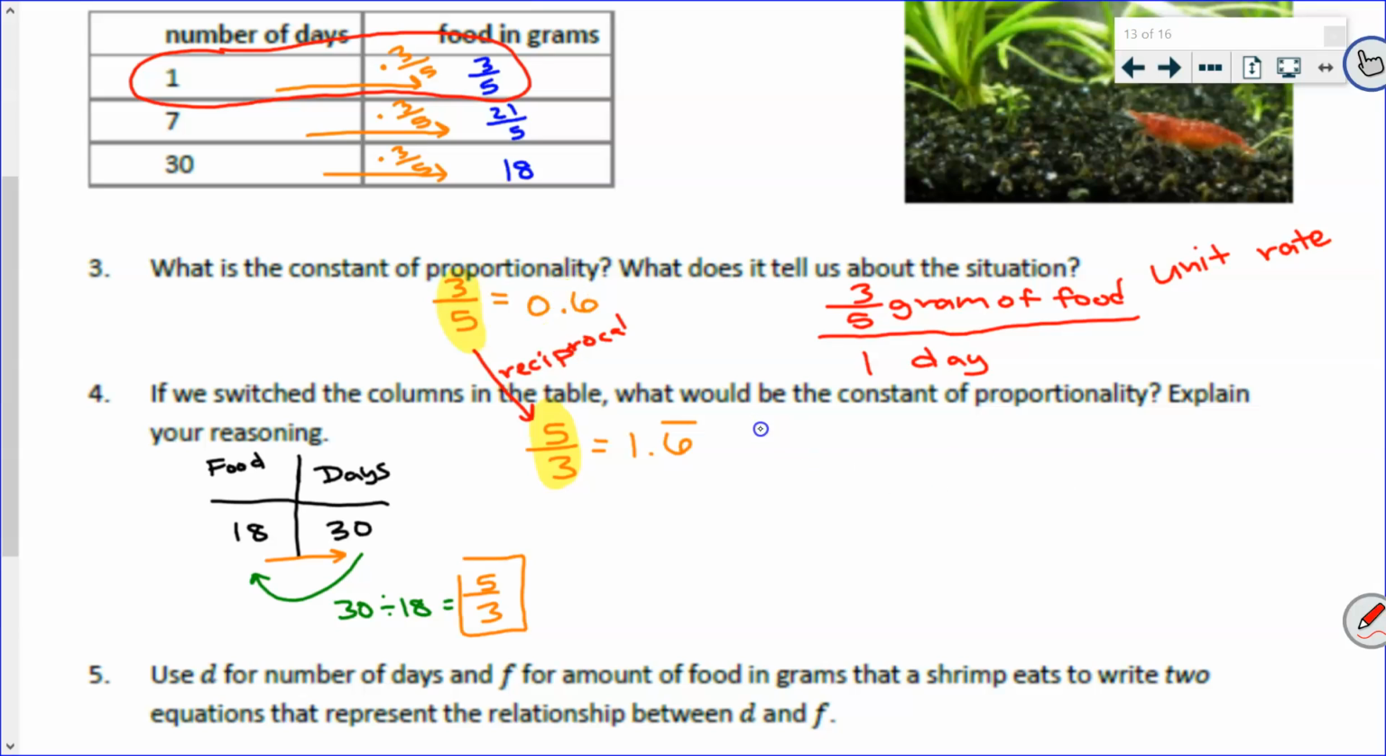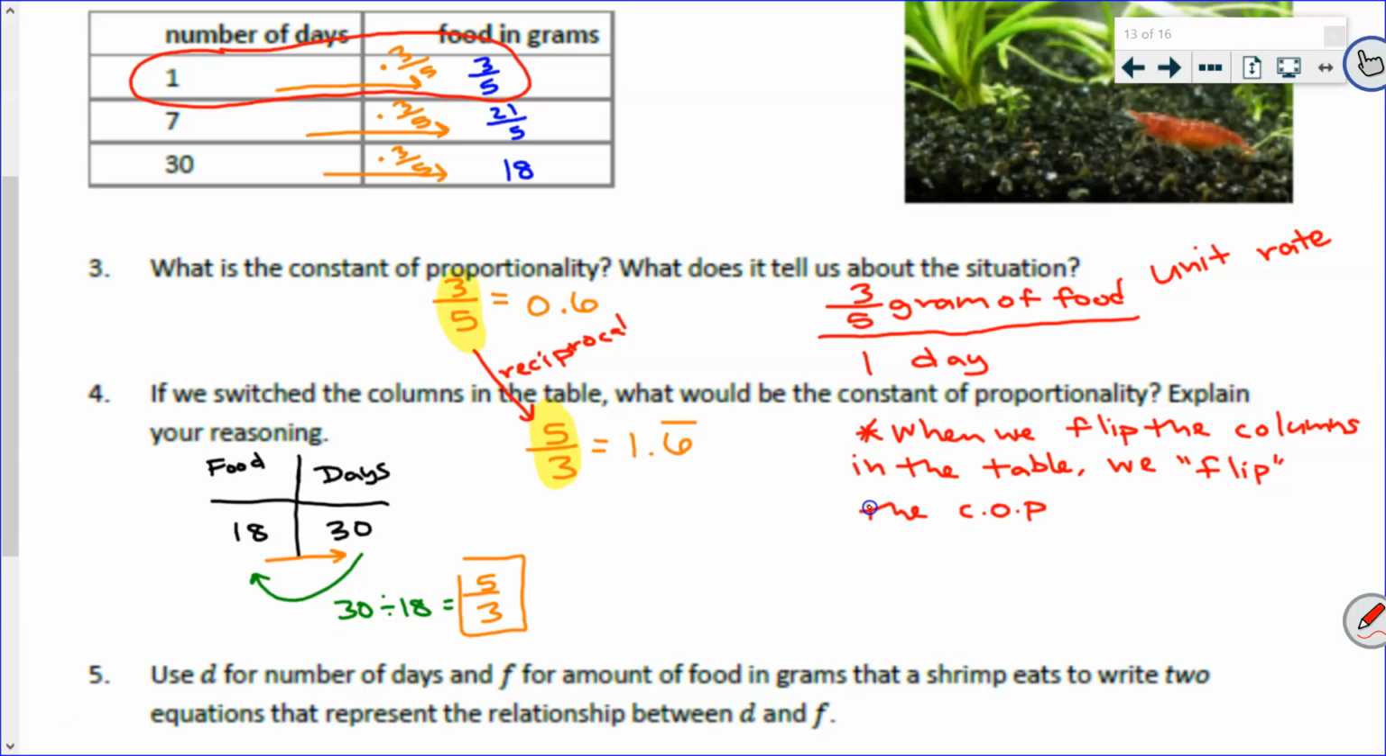Reciprocal. Let's write that down because it says explain. So when we flip the columns in the table, thanks for writing this down, we flip the constant of proportionality to its reciprocal. Easy enough, right?